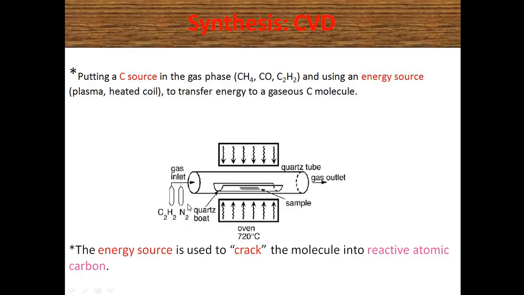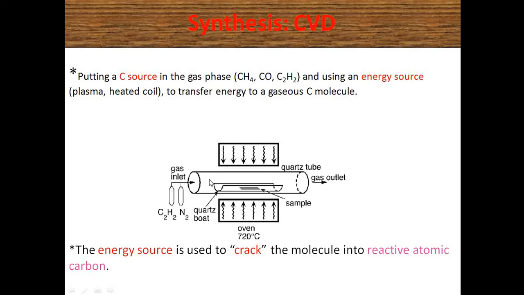So this is the setup of chemical vapor deposition. In this simple method there is a tubular furnace, with an inlet for gas, an outlet, heating, and a sample holder, the quartz board, on which we keep the sample and substrate. From here we pass the carbon source in the gas phase.